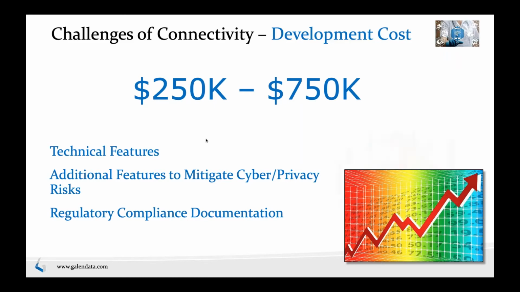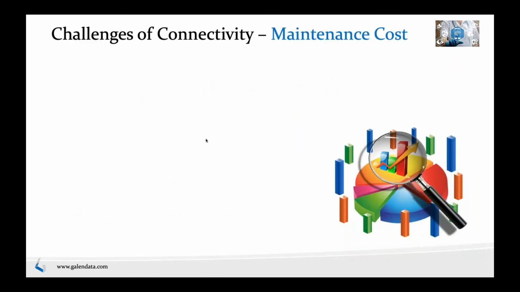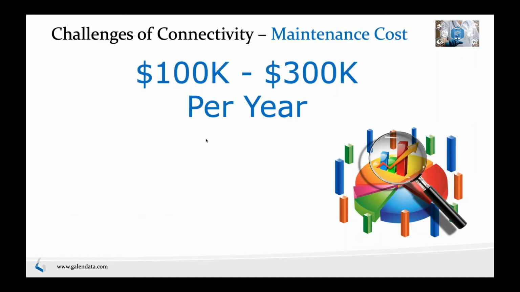But on top of that, you have the cost of maintenance. Again, in my experience, and depending on the scope of the project, it's roughly $100,000 to $300,000 a year.